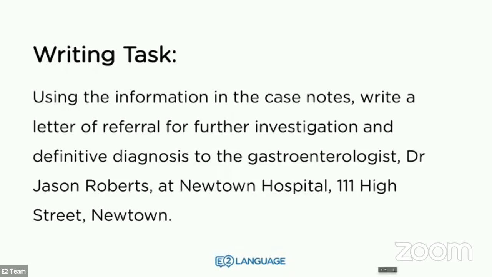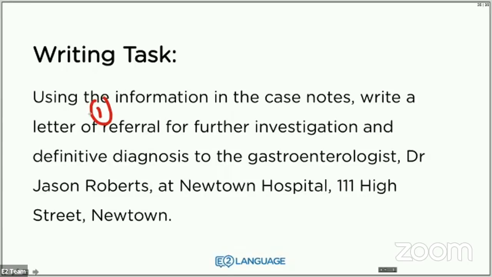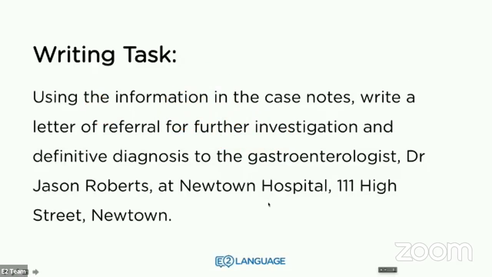Okay, let's break this down. So this is the most important part of the case notes. It's the task located at the bottom. It says using the information in the case notes. First of all, we know we're writing a referral letter, okay? We're writing a referral letter for further investigation and definitive diagnosis. So let's call that the type of letter, T for type. Here we have the reason why, for further investigation and definitive diagnosis. Here we have who we're writing to, the gastroenterologist, and that's what we need to know, the task, why we're writing, and who we're writing to, okay? Because that will dictate the selection choices we make in the case notes.